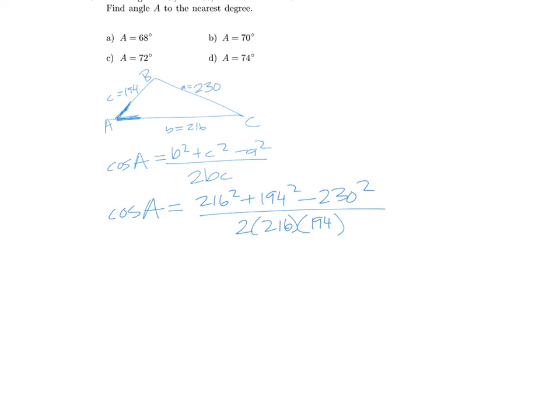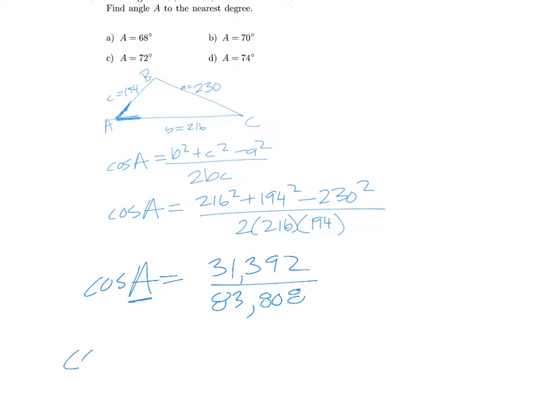Okay. So we have cosine of A, which is equal to, let's simplify this, and we get 31,392 over 83,808. Okay, now how do I get this angle by itself? This is where we use another very useful tool, the inverse trig functions. So I have to take the inverse cosine of both sides.